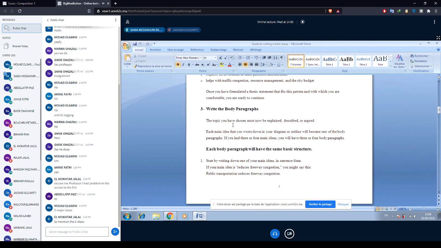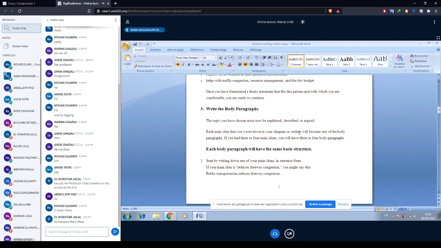Okay. So now we have written our introduction. We have our thesis statement, very important. Please do it in the exam. And now we are ready to write the body paragraphs. Now with the body paragraphs, the topic you have chosen must be explained, described, argued, with examples, whatever. So it depends on your topic. Each paragraph has one main idea. Each main idea that you wrote down in your diagram or outline.